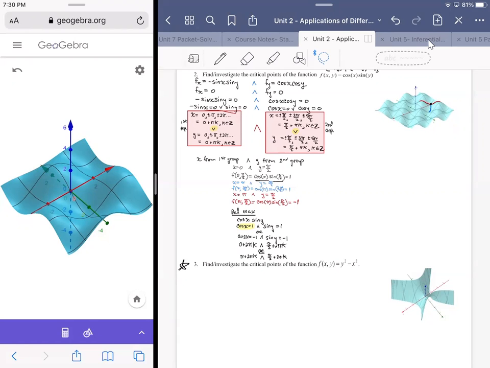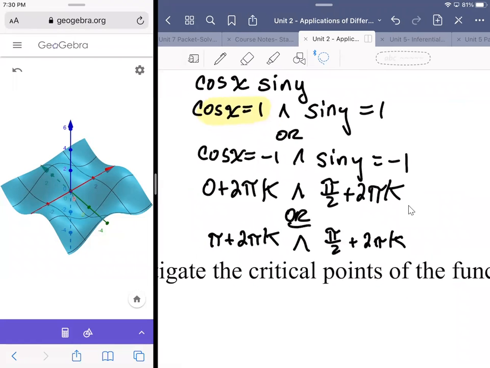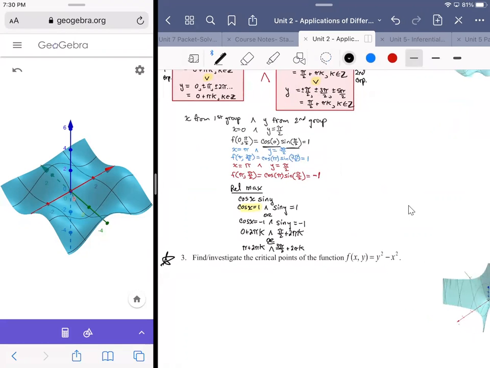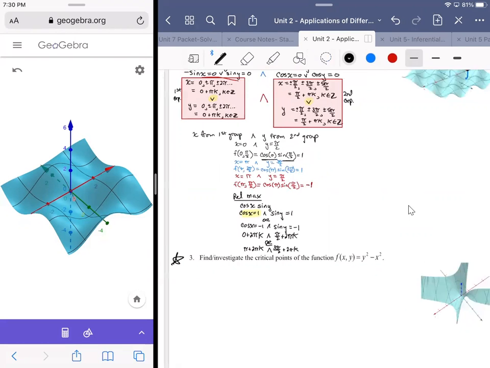Shouldn't the y value be 3 pi over 2 plus 2 pi? What did I write? Pi over 2 pi. Oh, thank you. My eye was drawn to what was immediately written above it, and I just wrote it again and said it again. So classic Bob.